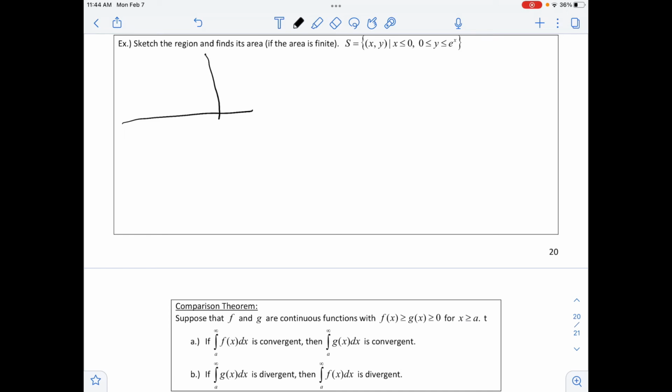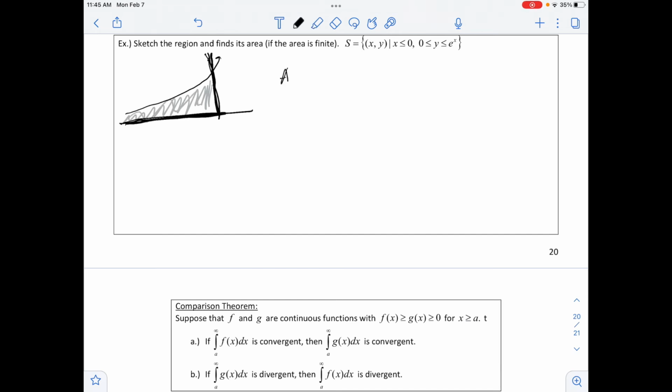If I were to graph e to the x, it goes on, but here the first thing says x is less than 0, so I'm only looking at the left of the vertical axis. And then it says that y is greater than 0, so it's above the x-axis. And then it says y is less than our function. So we are looking for the shaded area in here.